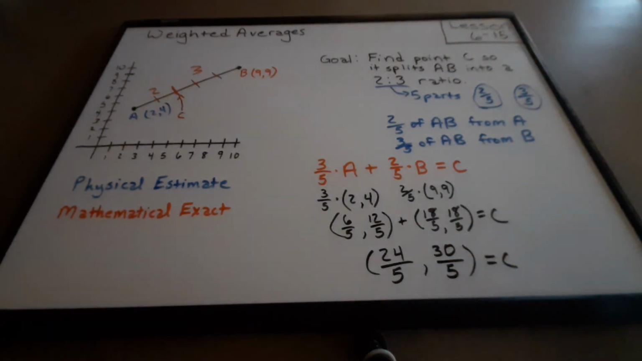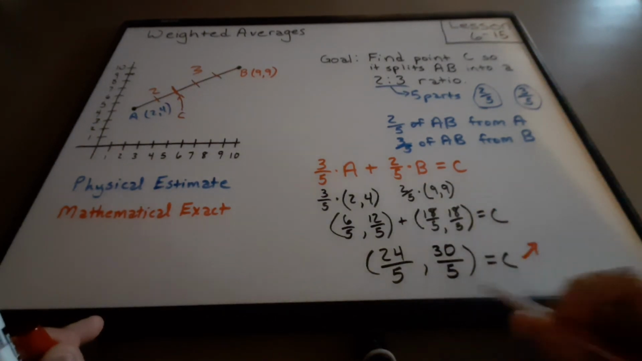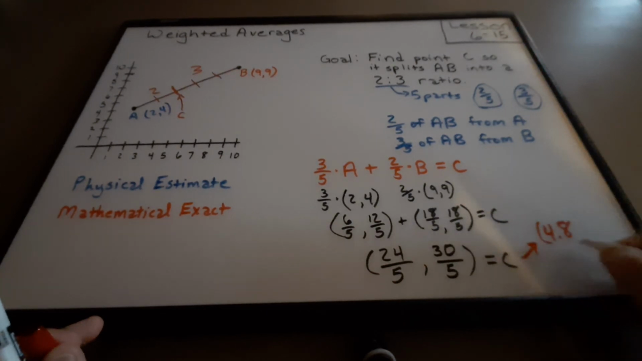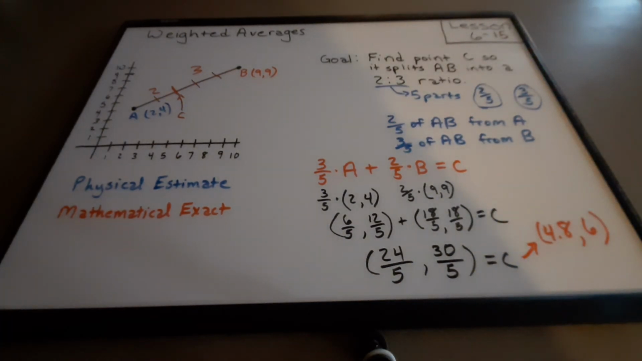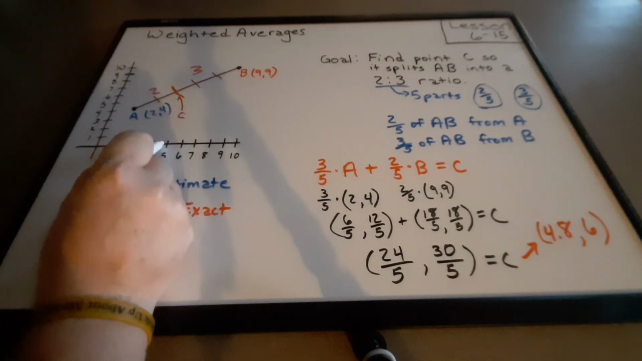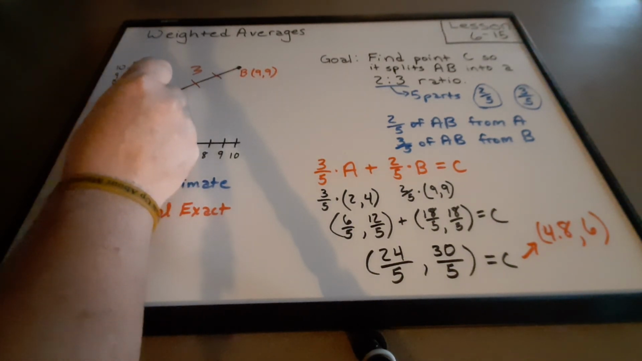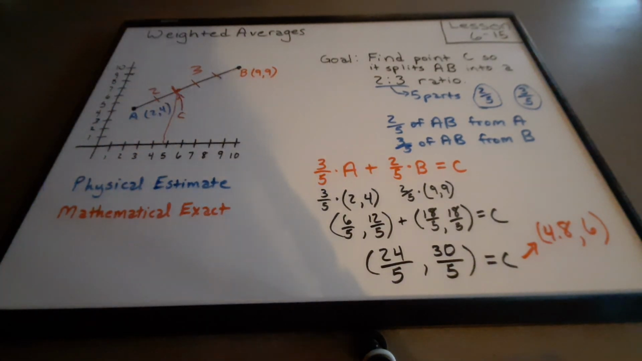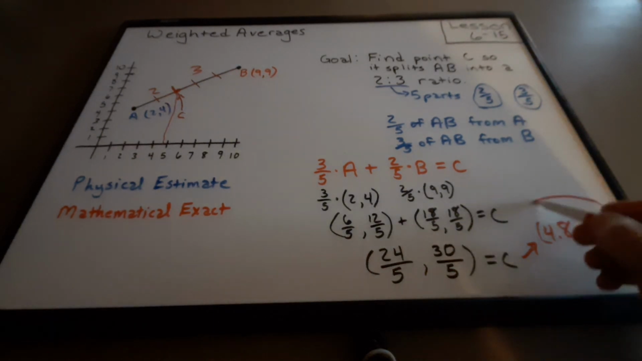Well, here's where fractions get a little difficult. Using a fraction like this and checking our graph is going to be a little tricky. So it would be beneficial to turn this into decimals. So 24 divided by 5 is actually 4.8. And 30 divided by 5 is 6. So we get the point (4.8, 6). Well, if we go to about 4.8, that would be about here, and go up to 6. It looks like it is almost where I estimated, but notice how much more accurate this was.